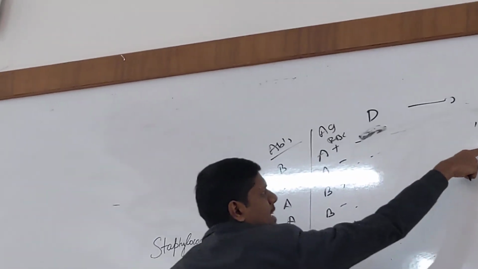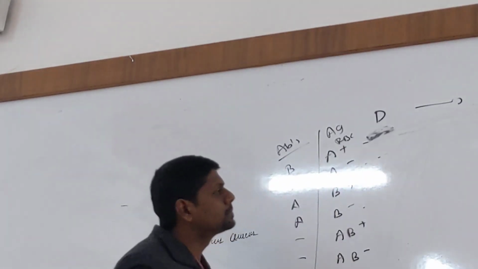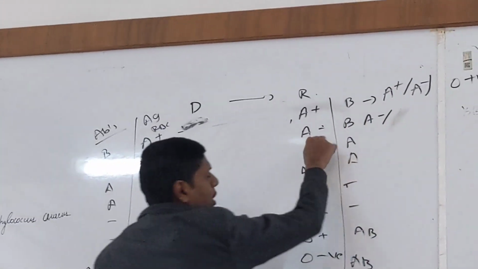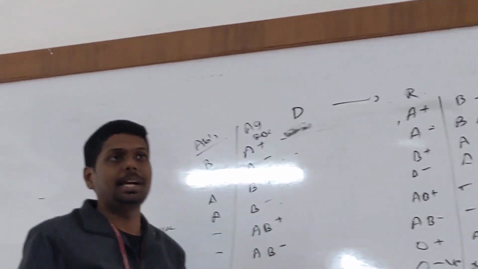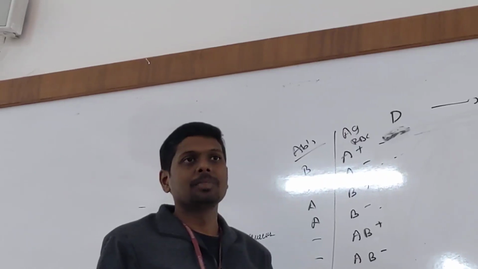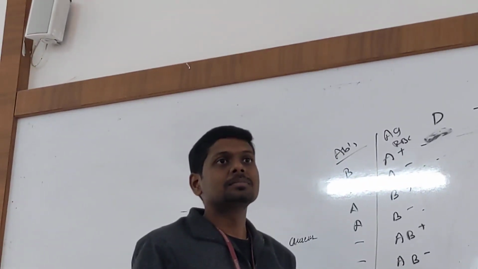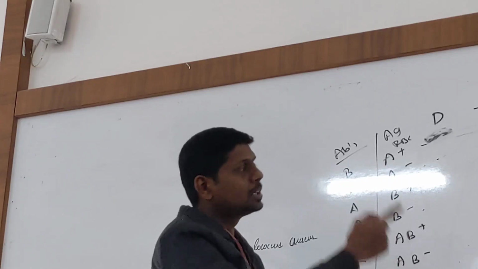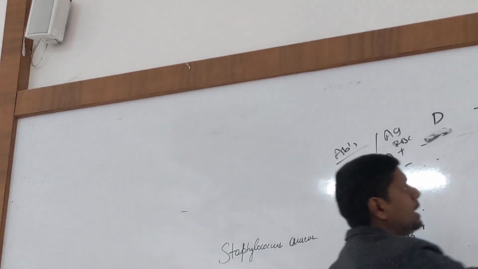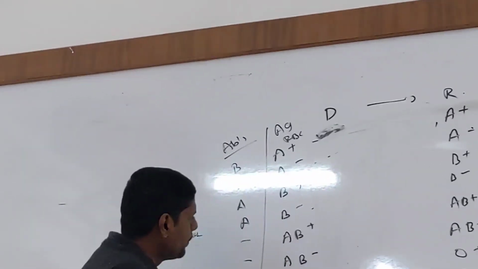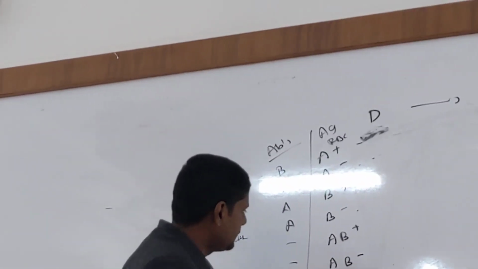Can this person receive A positive blood? Can an A negative person receive A positive blood? No. Why? Sir, because with a negative and a positive person, sensitization happens. So he cannot. Can he receive B? He cannot receive. Can he receive O positive blood again?